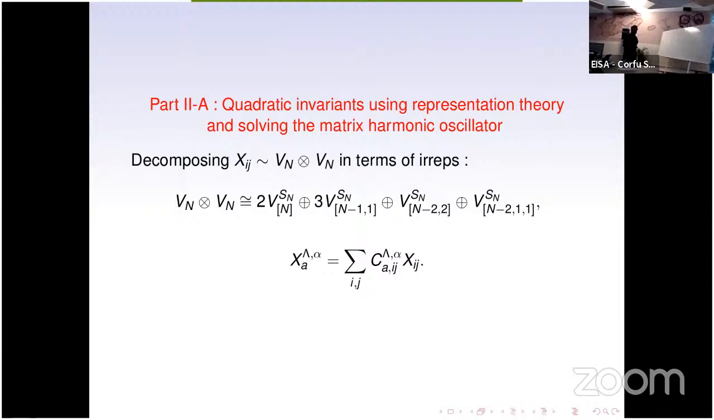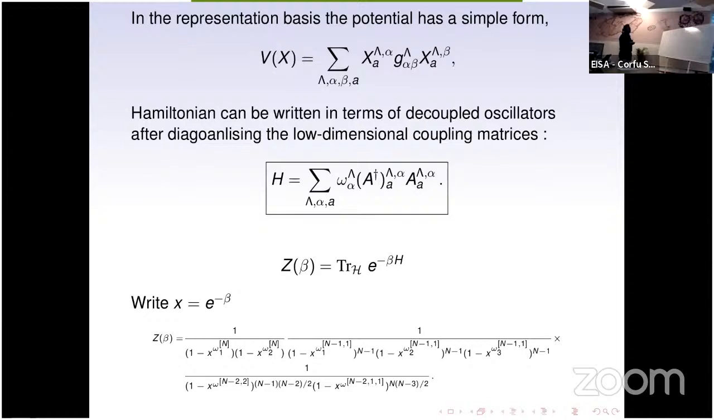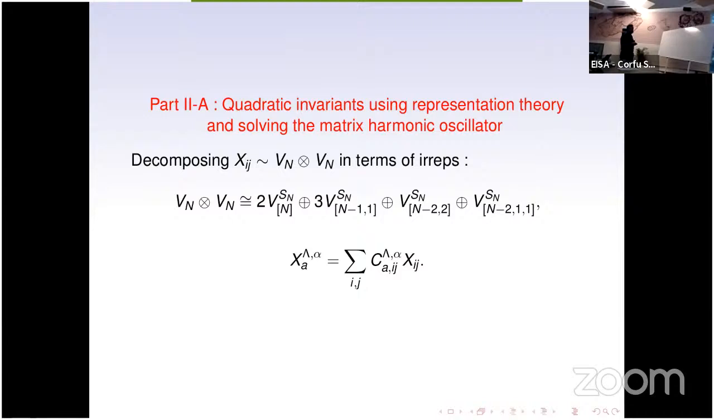As usual, when you have a quadratic Hamiltonian, you have to diagonalize it. The way to diagonalize it is to take this tensor product, X_ij, which transforms as V_n tensor V_n, and decompose it into irreps. That decomposition into Sn irreps is known, and there are associated Clebsch-Gordan coefficients. You can use that to write a simple form for this quadratic potential using these representations of Sn that appear in the tensor product. Then these very simple low dimensional matrices appear, these coupling constants. The low dimensional matrices have to do with the multiplicities, 2, 3, 1, 1, so they're very easy to diagonalize.